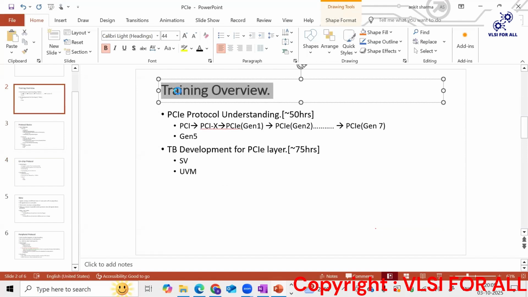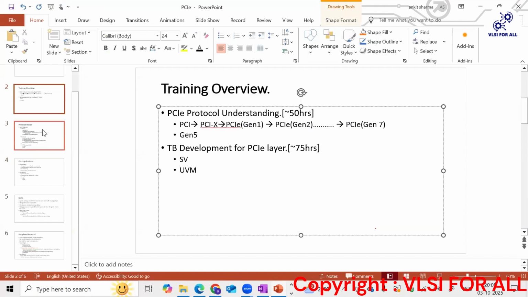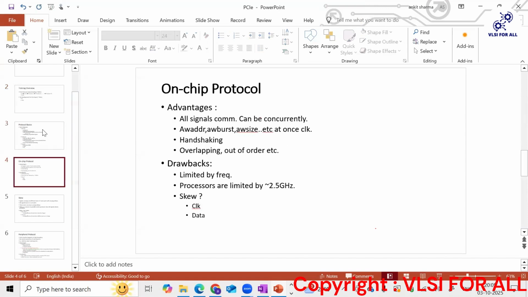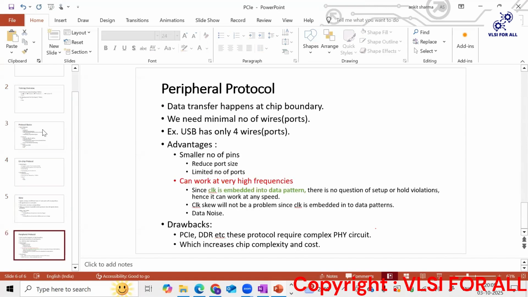Now I will go ahead and we'll discuss similarly, like we compared on-chip and peripheral protocols. Similarly, we'll compare and go ahead with the serial and parallel protocols. How they differ, what is the necessity, what are the advantages, what are the disadvantages, and those things. Then we'll go ahead.